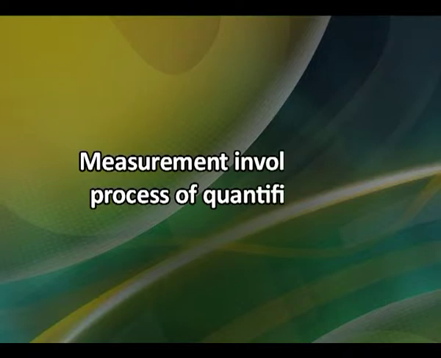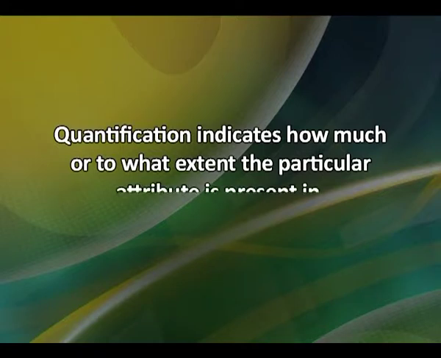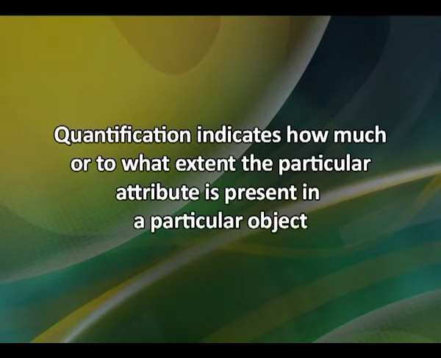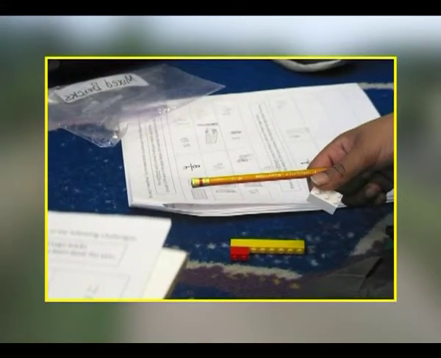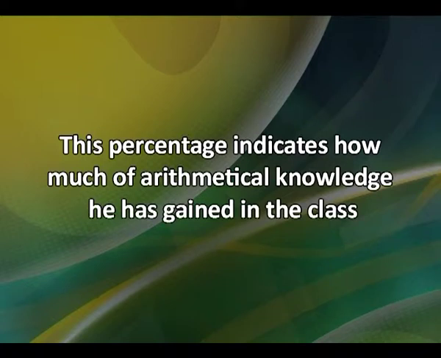Third, in the process of measurement, numerals are used to represent quantities of the attribute. In other words, measurement involves the process of quantification. Quantification indicates how much or to what extent the particular attribute is present in a particular object. For example, when the investigator is measuring the achievement of a child in arithmetic, he quantifies it by saying that the child has 80% marks in this class. This percentage indicates how much of arithmetical knowledge he has gained in the class.